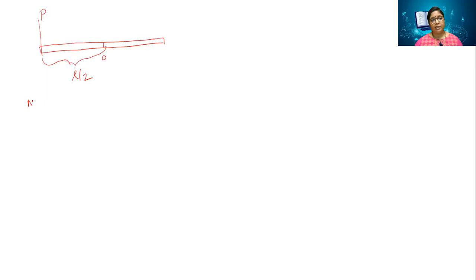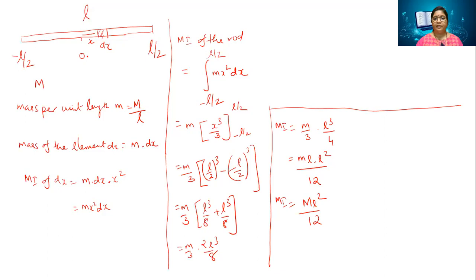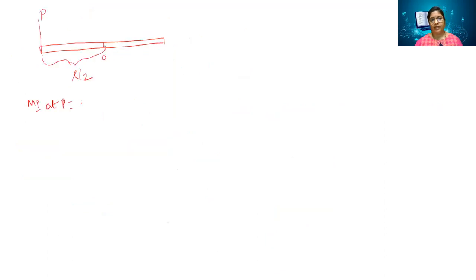So the moment of inertia at P can be found using the parallel axis theorem. The moment of inertia through the central axis, what is that? M L square by 12. So we'll have M L square by 12 plus mass into the square of the distance from the center. What is the distance from the center? It is L by 2. The square of the distance will give you L by 2 the whole square. So you will get M L square by 12 plus M L square by 4.